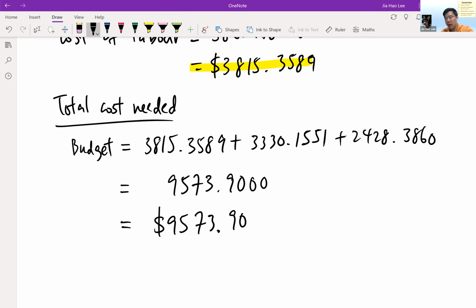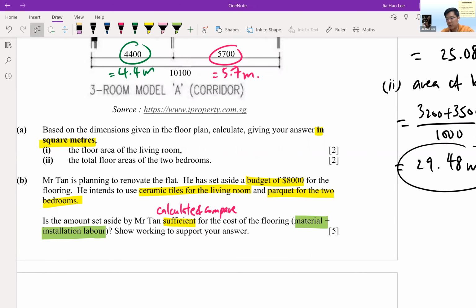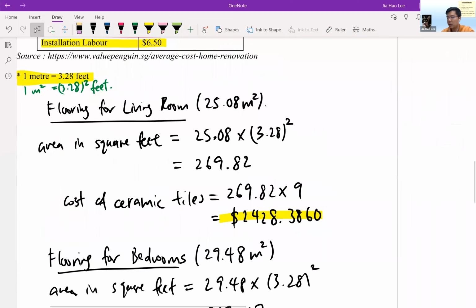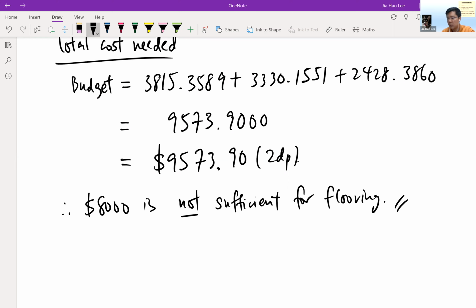So the budget actually should be about $9,573.90 when I round off to 2DP. This is actually what is needed. But Mr. Tan only has $8,000. So what's the question again? Let's read the question. It says, is the amount sufficient? So obviously our answer is going to be no, it's not sufficient. Then show working, we've already shown the working, right? So all we need to do is to write down, therefore, $8,000 is not sufficient for flooring. That's it, we're done.